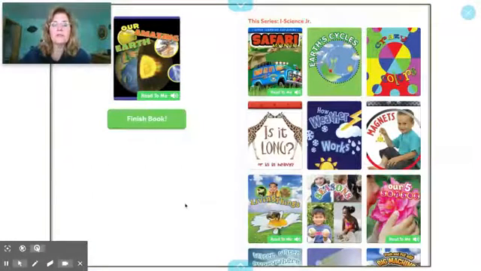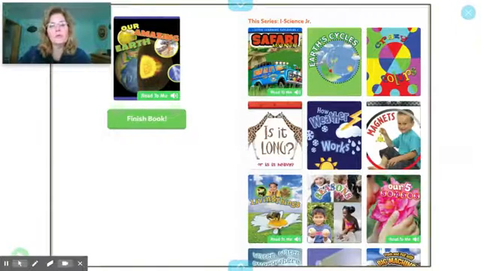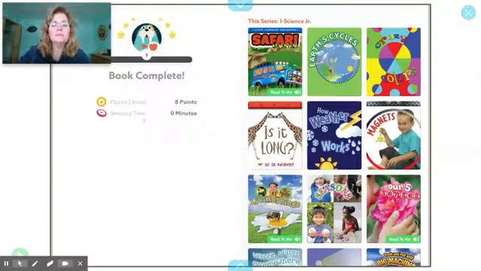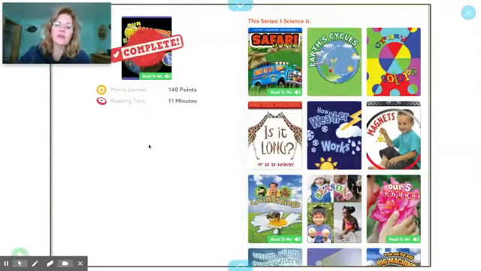All right, so that was a really good introduction to the Earth's layers, and you will be learning more about that soon. But for now, let's finish the book and see how many points we get. 140, again, close to my 150.